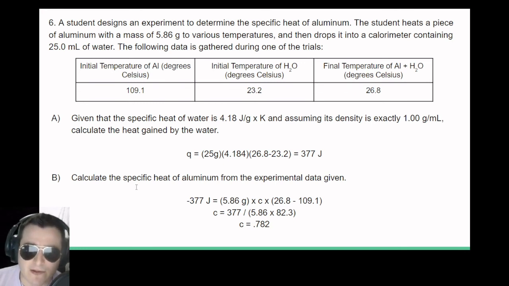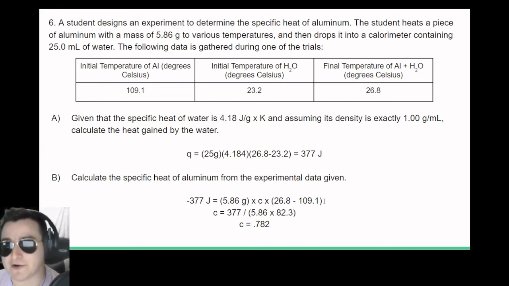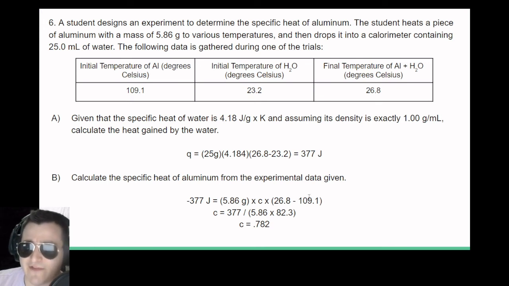So B is calculate the specific heat of aluminum from the experimental data given. Why did I flip this negative? Because if this absorbed the energy, then this released the energy. Why does it not even matter? It's because the temperature change that aluminum is experiencing is a loss of heat. So it's going from the higher to the lower temperature; in the mathematical sense, it's the lower temperature minus the higher temperature, which would be a negative value here. We're going to end with a positive value, no matter what. That's all I'm trying to say here.